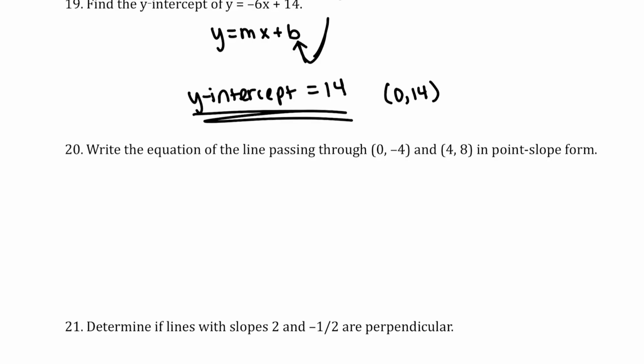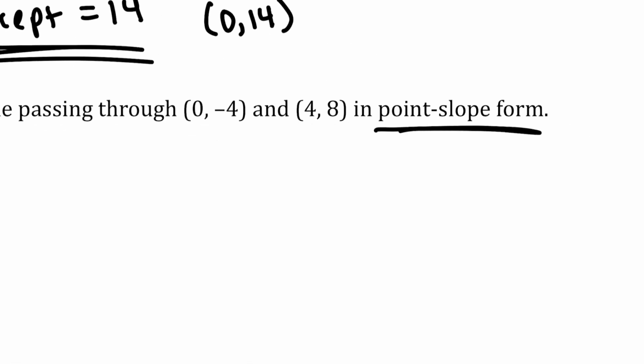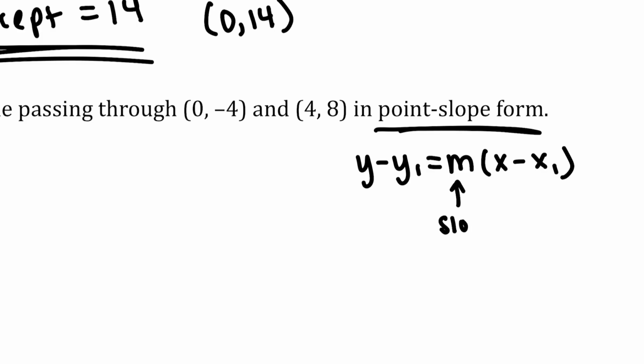So now on to number 20. Write the equation of the line passing through (0, -4) and (4, 8), this time in point-slope form. We've used point-slope form: y minus y1 equals m times x minus x1, where m is our slope and x1 and y1 are our coordinates.